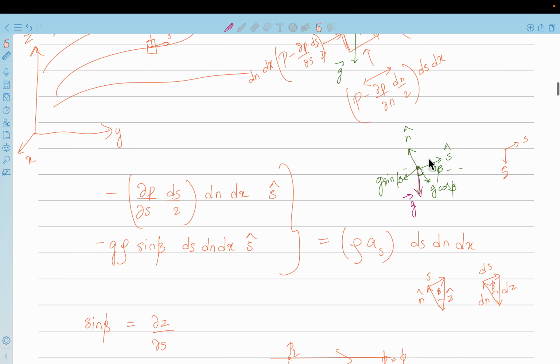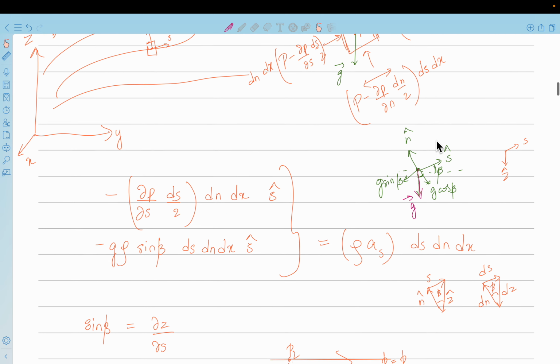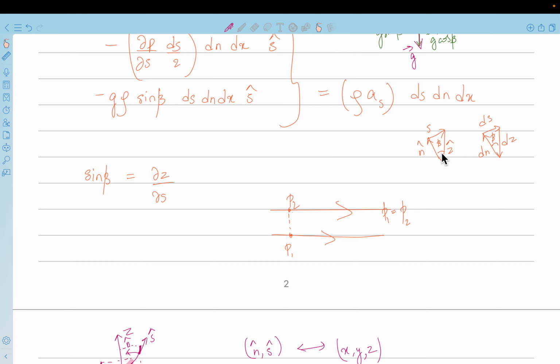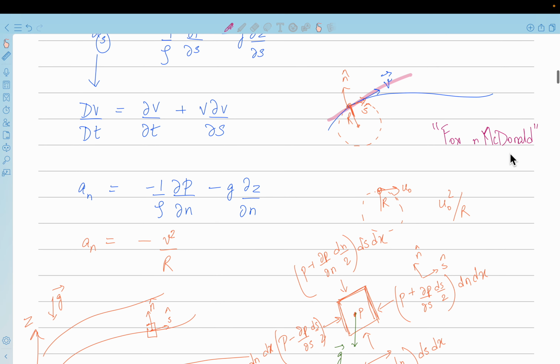Yeah? Okay. So is the derivation now clear? Yeah? Okay. And if you want more details, you can look at this textbook. It is chapter 6. Okay. And if you still have doubts, you can ask me next time.